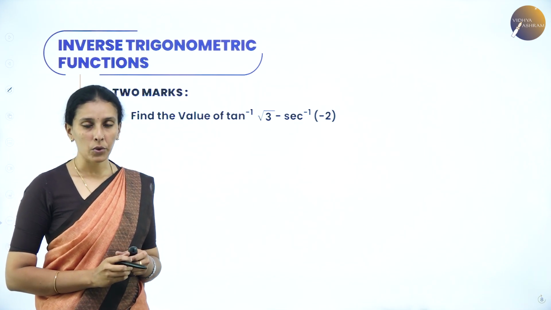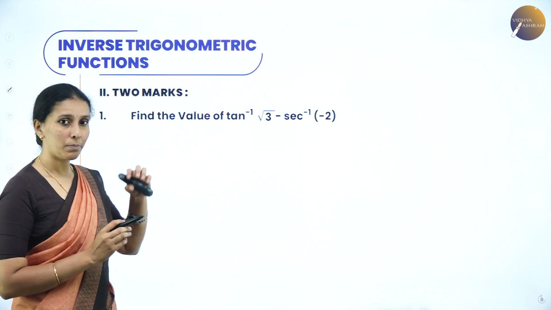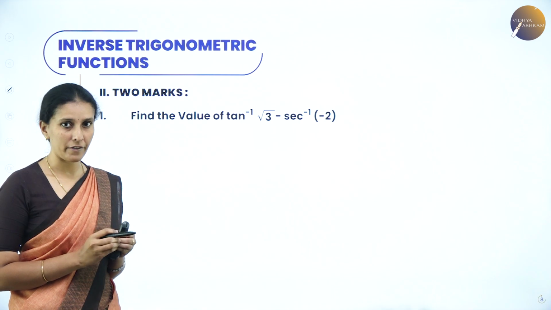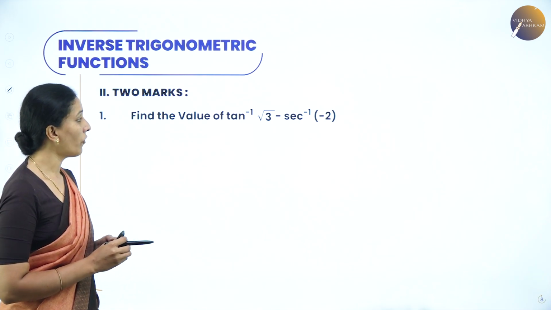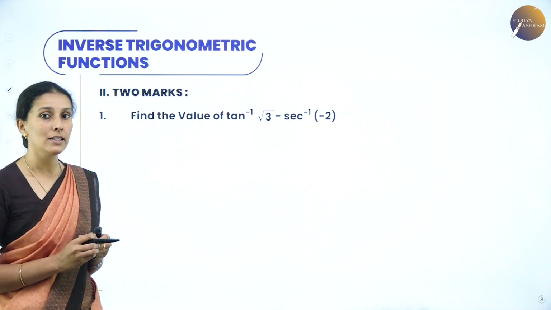So let's take 2-mark questions. In 2 marks questions, basically you need to learn the principal value of all the 6 inverse trigonometric functions. Here we have a type of question: find the value of tan inverse root 3 minus secant inverse of minus 2.